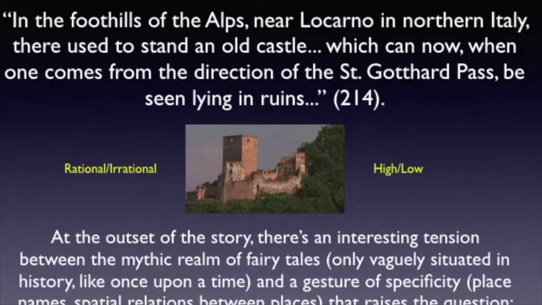In the foothills of the Alps, near Locarno in northern Italy, there used to stand an old castle belonging to an Italian marquis, which can now, when one comes from the direction of St. Gothard Pass, be seen lying in ruins. A castle with high-ceilinged, spacious rooms, in one of which the mistress of the house one day, having taken pity on an old sick woman who had turned up at the door begging, had allowed her to lie down on the floor on some straw they had put there for her.